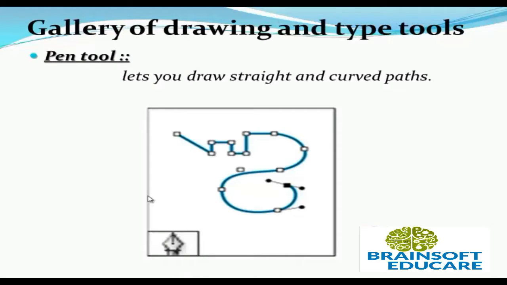First of all, we will learn about the pen tool. It is used to draw straight and curved paths. This is the example of the pen tool. Here the object is drawn by the pen tool.